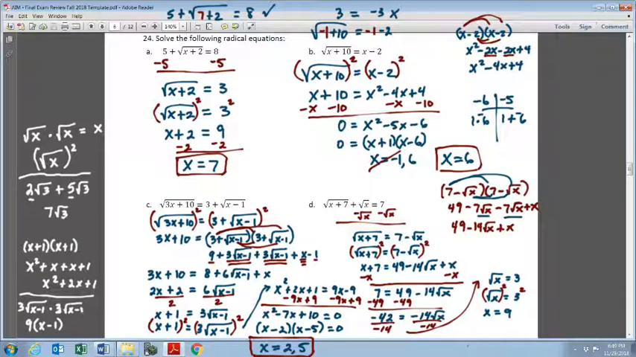And I'll go ahead and check this one with you guys. The square root of 9 plus 7 plus the square root of 9 equals 7. Notice the square root of 9 plus 7, that's square root of 16, which is 4. And square root of 9 is 3. And 4 plus 3 does equal 7, and so you can see that it works.